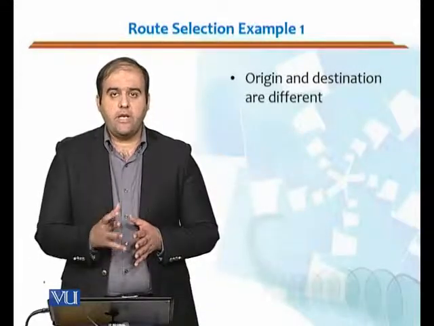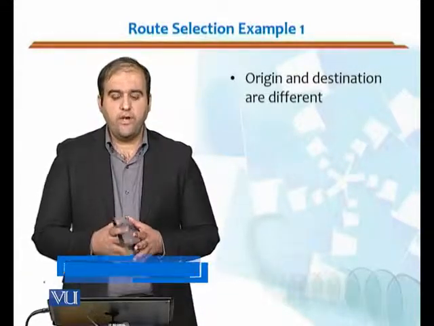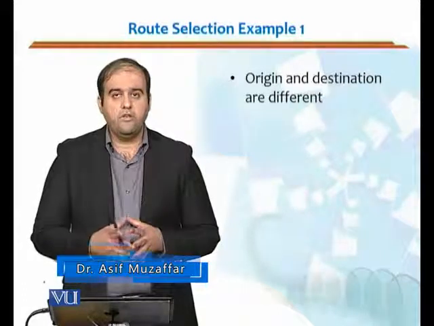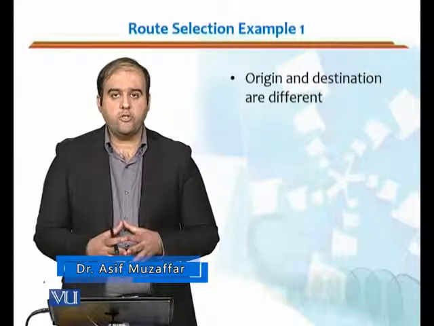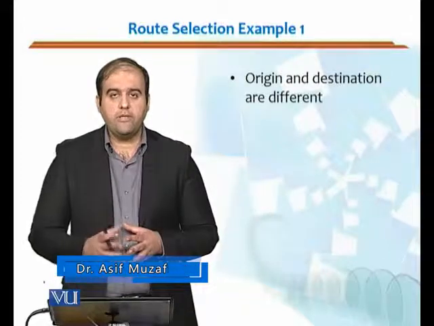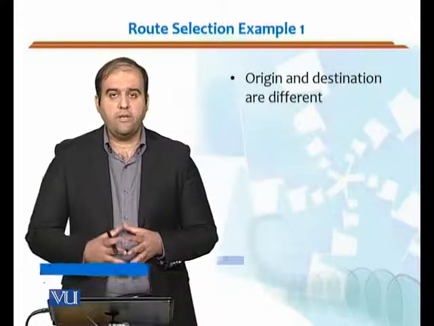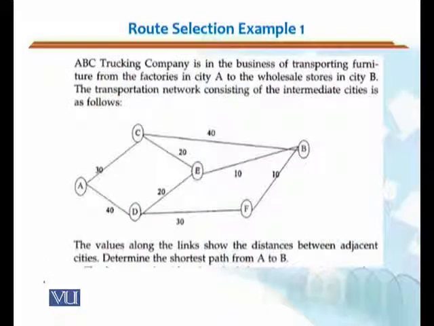Students, now let us take the first scenario, that is we have different origin and destination, and we will look at this with the help of an example. Now assume that there is an ABC trucking company that is in the business of transporting furniture from the factories in city A to the wholesale stores in city B. So we have our origin, which is A, and a destination, which is B.